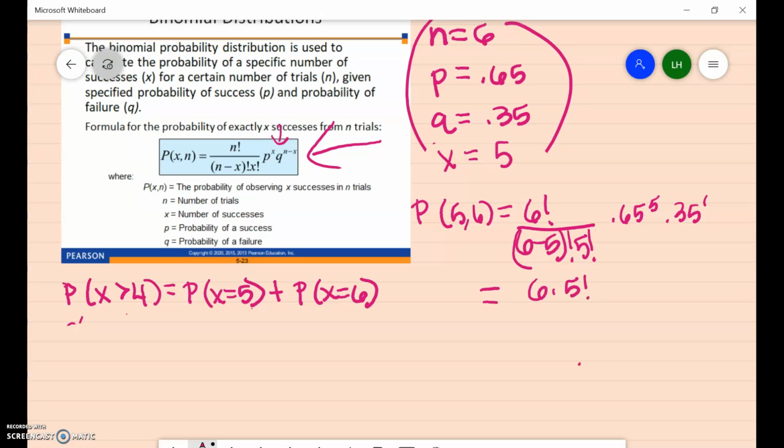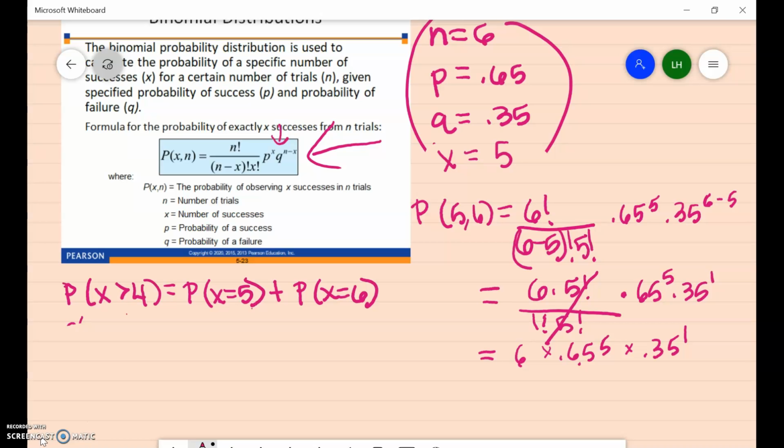So I'm going to do 6 times 5 factorial over 1 factorial, 5 factorial. So that cancels out, and you're left with 6 times 0.65 to the 5th times 0.35 to the 6 minus 5, which is 1. Okay, so we will plug that into our calculator. So the probability of x equals 5, you will get 0.2437.